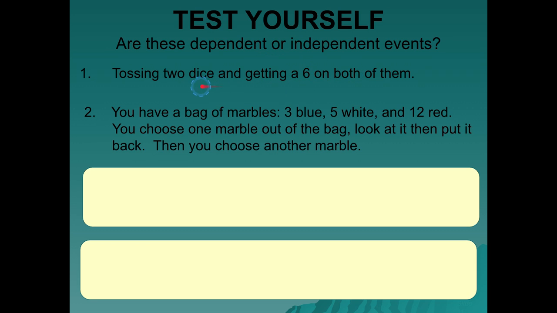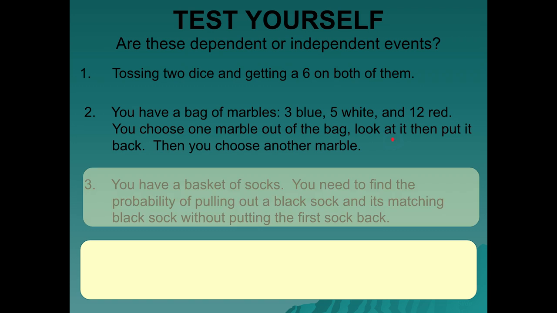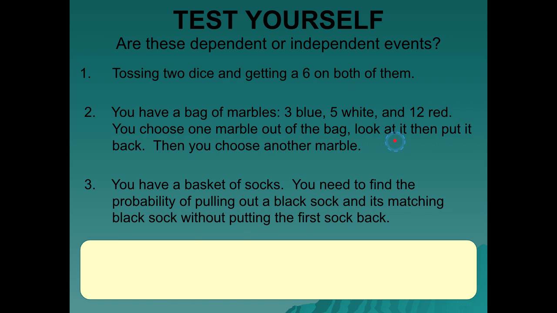What do you think that one is? Tossing 2 die and getting a 6 on both of them. They are independent. Okay. What if you have a bag of marbles? There's 3 blue, 5 white, and 12 red. You choose one marble out of the bag, look at it, and then put it back. You put it back, so it's with replacement. So that is, again, independent.